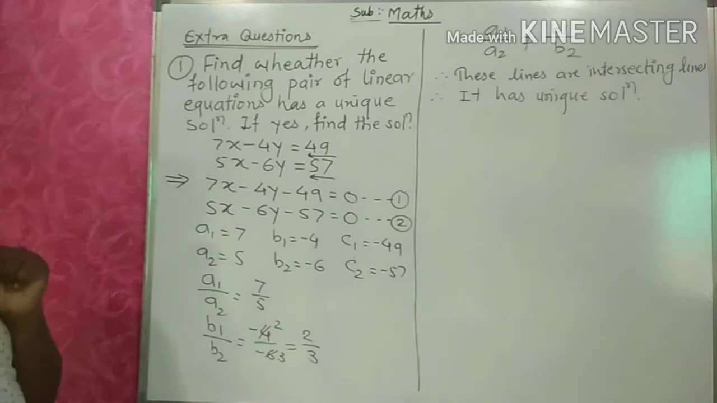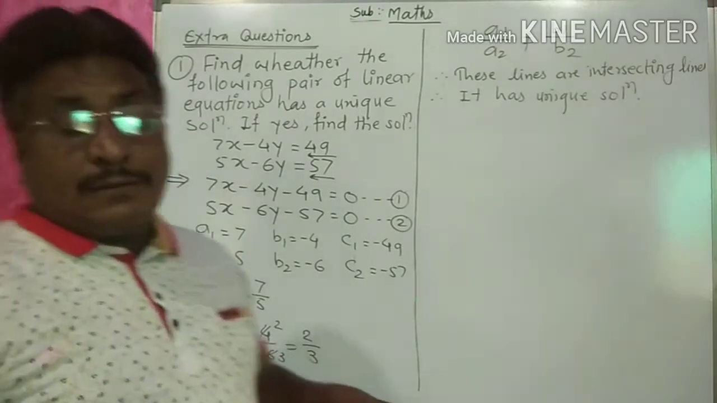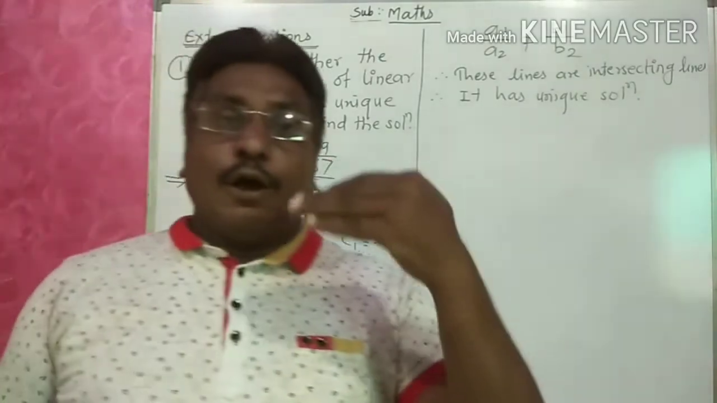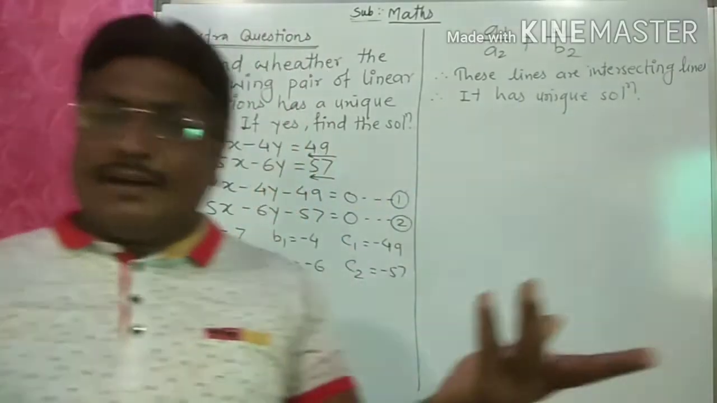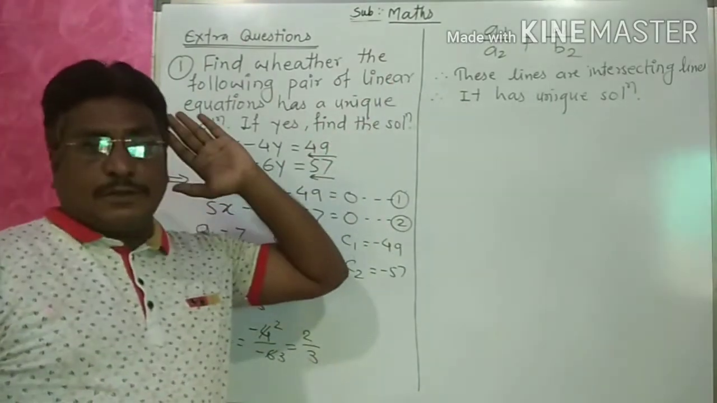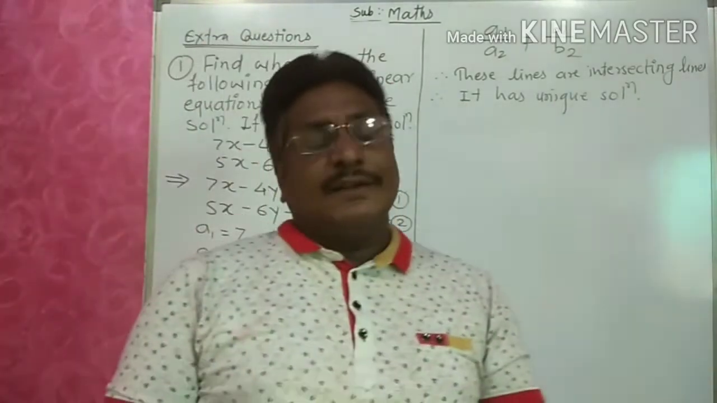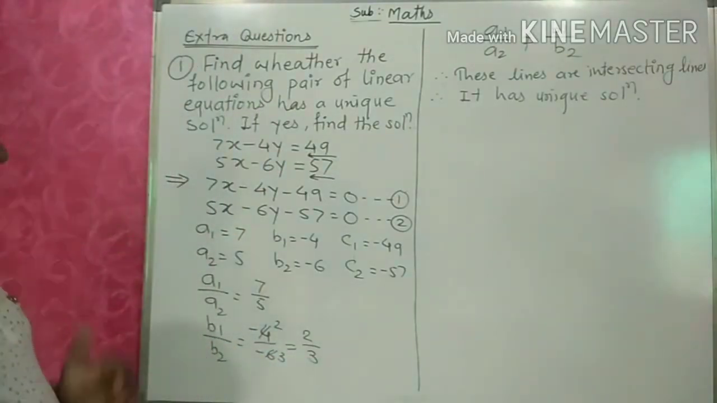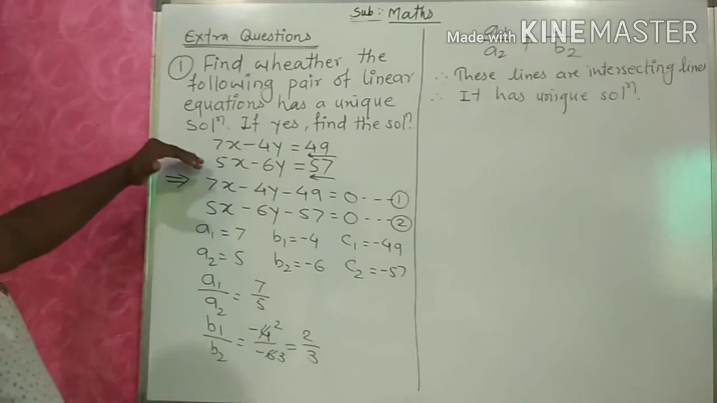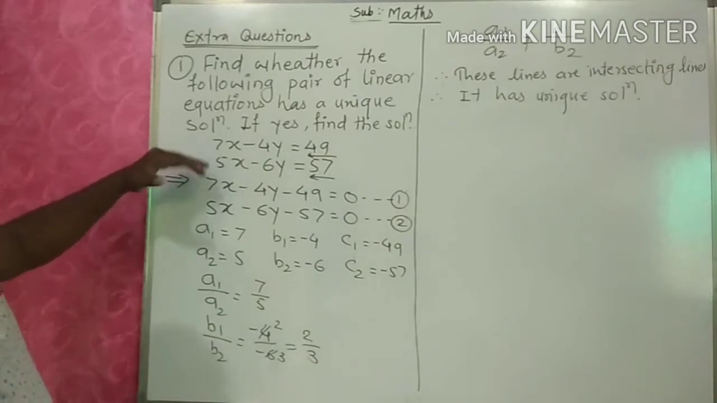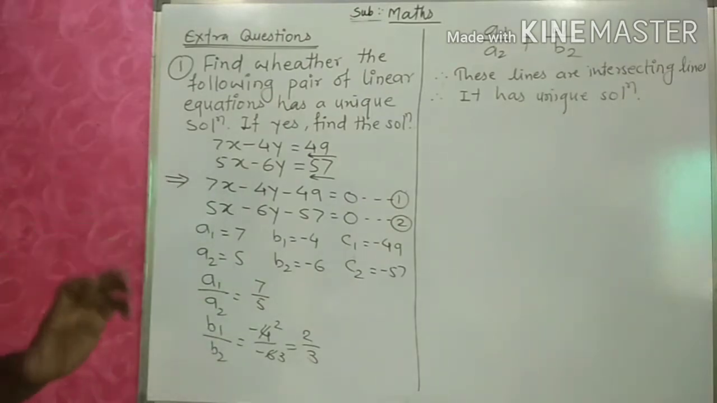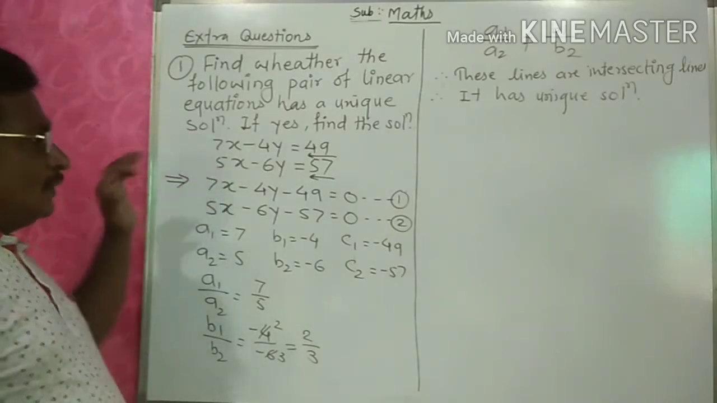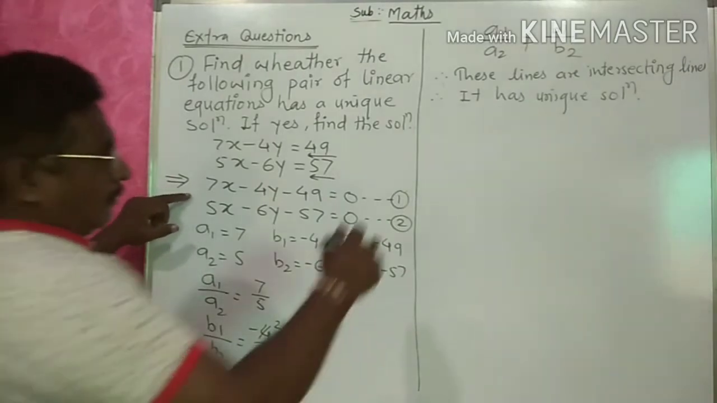So how to find the solution? By using any one method. Substitution method or elimination method. Any one you can use. Here the method is not mentioned. So whichever you feel is easy, that method you can use. So here I am using the elimination method. So for the elimination method, what has to be done? Any one variable's coefficient has to be made equal.